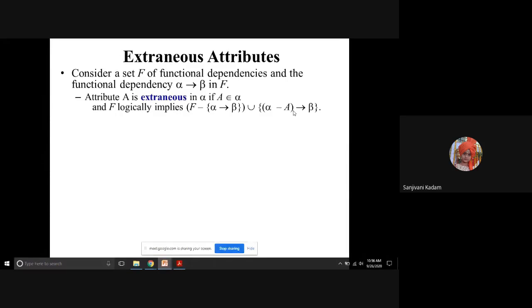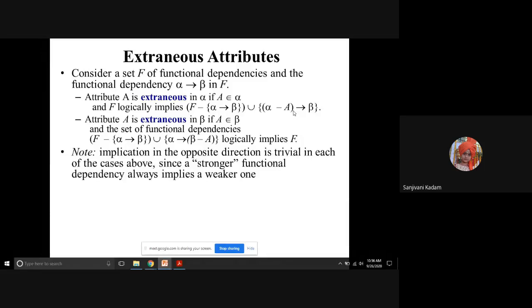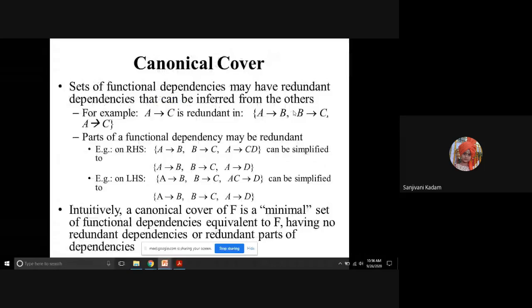Now let us go for the example. This is regarding the left hand side. The right hand side is also the same. Let us come to this example.